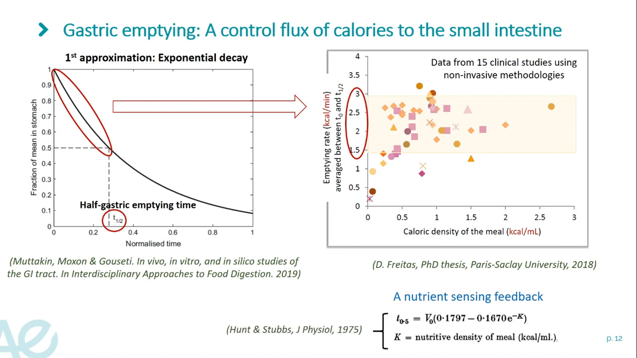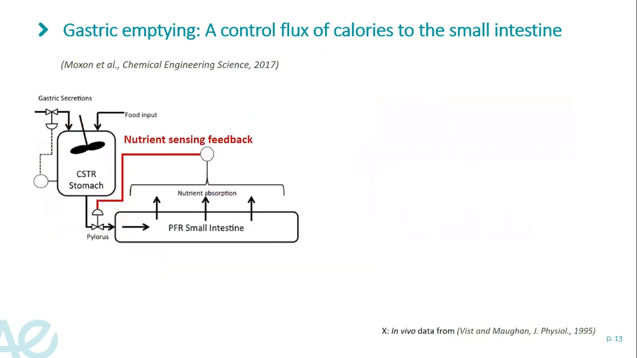And this is not a new idea. Almost 50 years ago, Hunt and Stubbs already proposed a model to predict the half gastric emptying time as a function of the meal volume, V0 here, and the nutritive density of the meal. It is very recent that this idea was renewed in silico modeling of gastric emptying in a study of Moxon and co-workers in 2007, where they consider the gastric secretion, the food input. The stomach is viewed as a constantly stirred reactor. The small intestine is viewed as a plug flow reactor. And as you may see here, they are considering a nutrient sensing feedback to control gastric emptying.